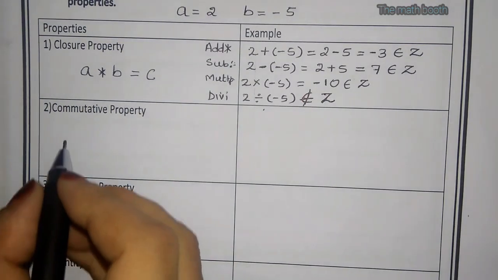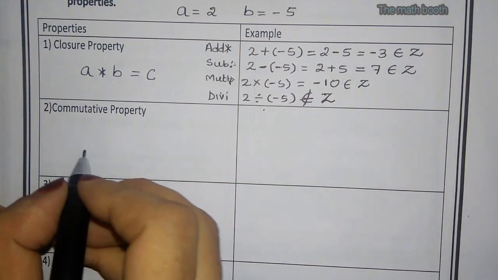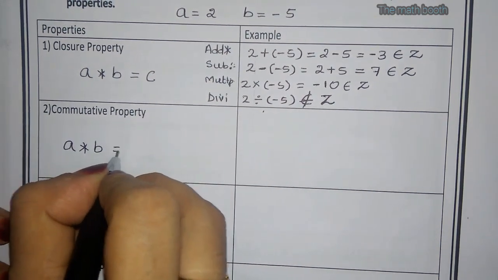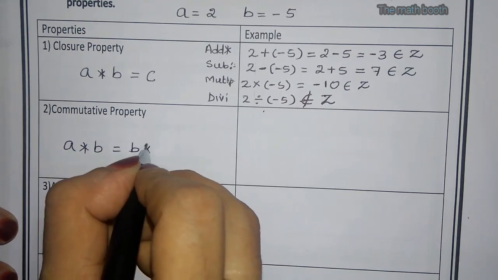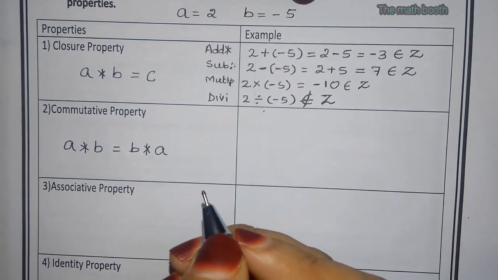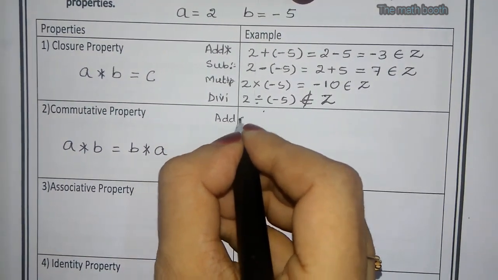We should be very quick now. Next, let us go for commutative property. Let me write the general form of commutative property, that is a star b is equal to b star a. I have taken the a value as 2 and the b value as minus 5. Let us go for addition.